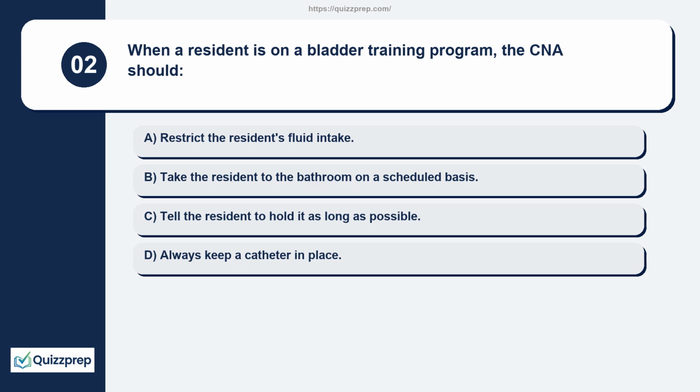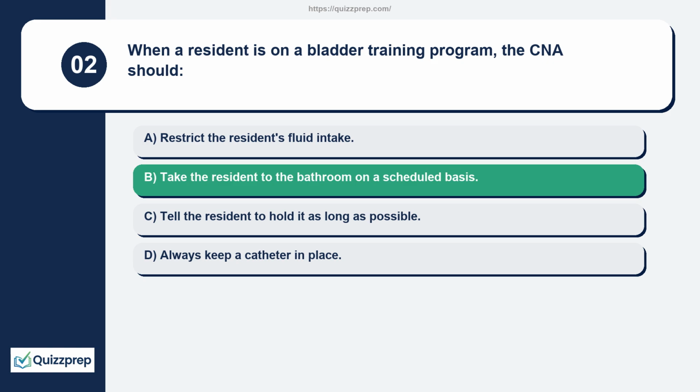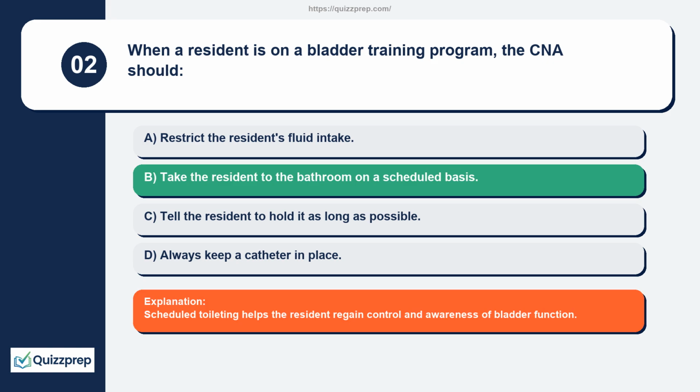Question 2. When a resident is on a bladder training program, the CNA should restrict the resident's fluid intake, take the resident to the bathroom on a scheduled basis, tell the resident to hold it as long as possible, always keep a catheter in place. Scheduled toileting helps the resident regain control and awareness of bladder function.